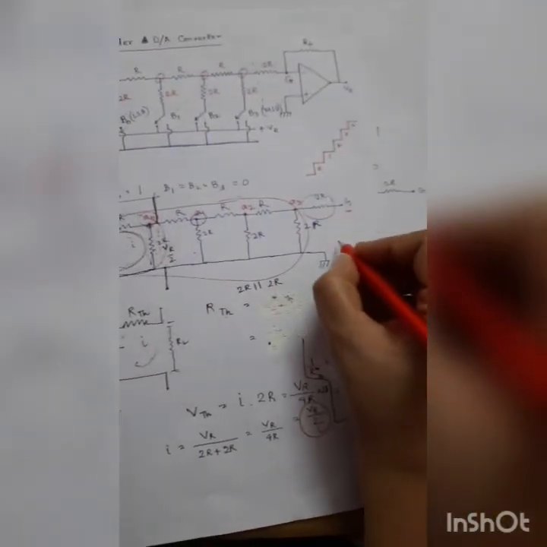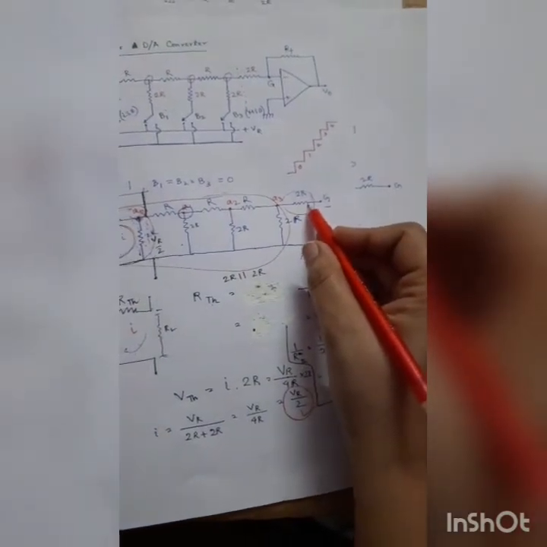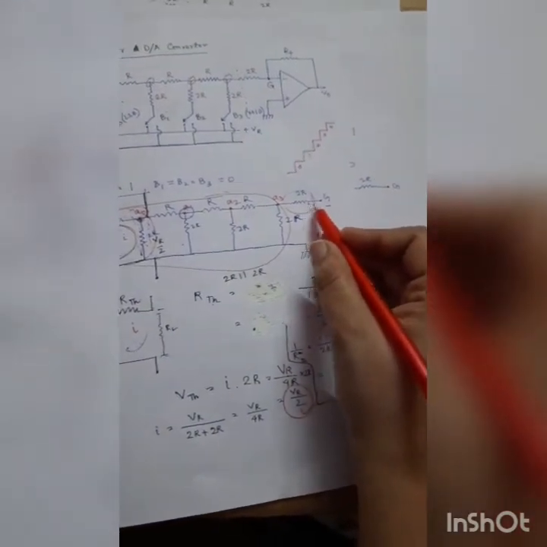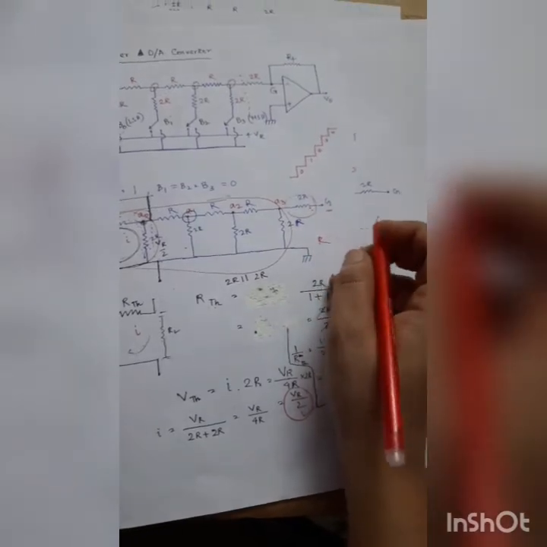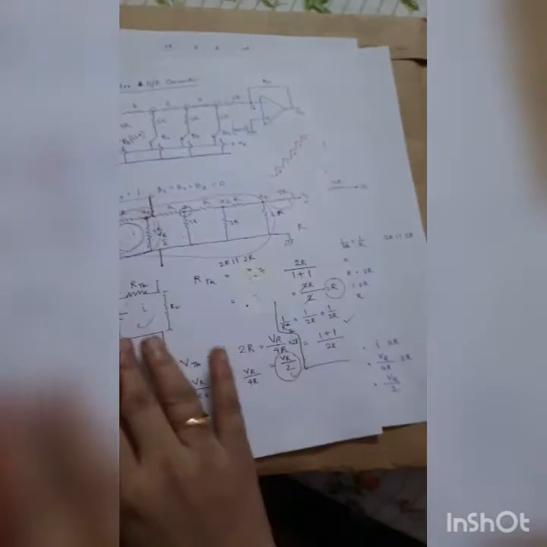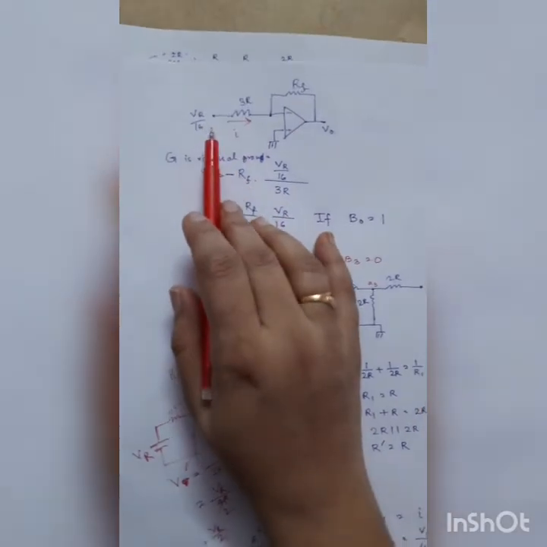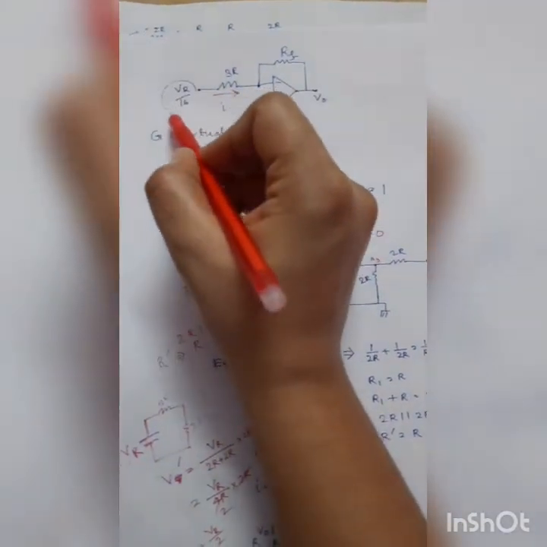is R, right? And this is in series with 2R before going to G. So the total resistance will be 3R. So finally, if we see the circuit, this is 3R and the voltage is VR by 16.